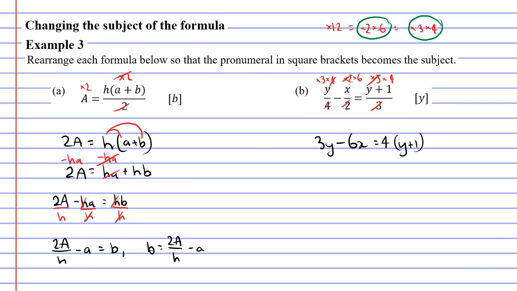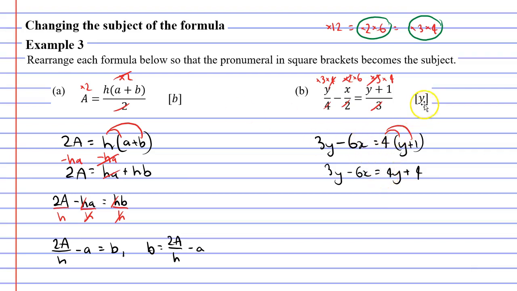The next pointer I gave is whenever you have brackets, you need to expand them because brackets are a pain to work with. So we'll start there. 4 times y is 4y. And 4 times 1 is 4. So plus 4. The left-hand side is going to remain the same.